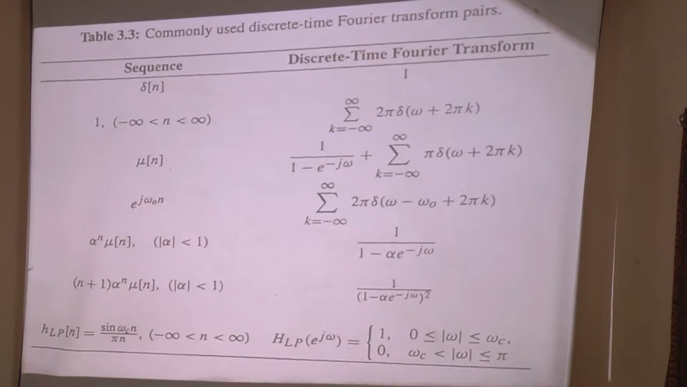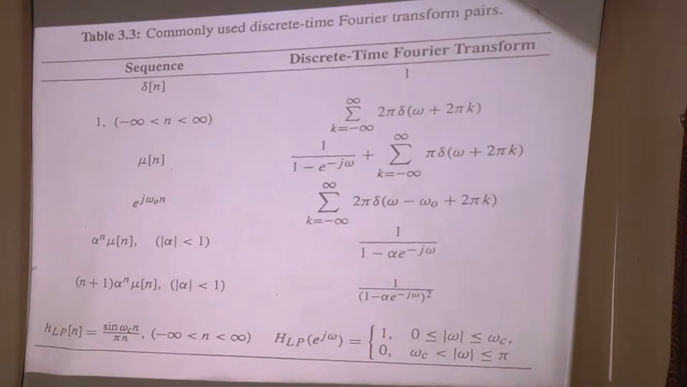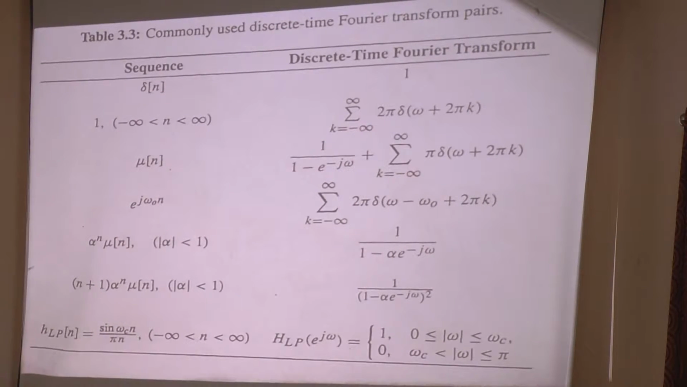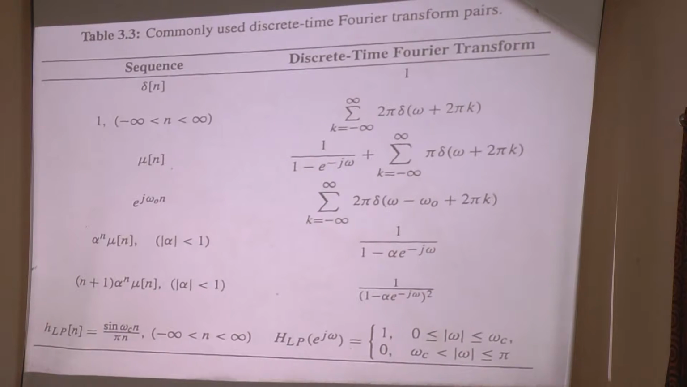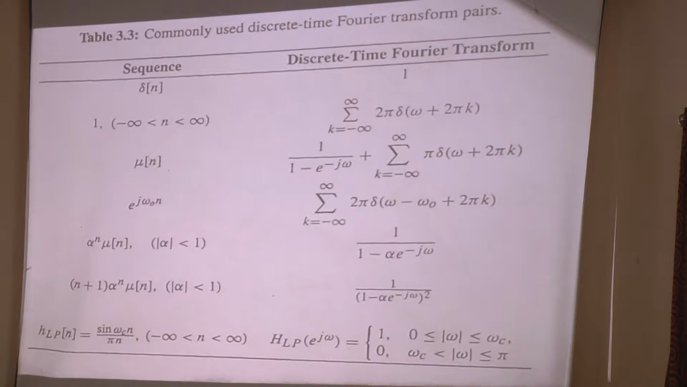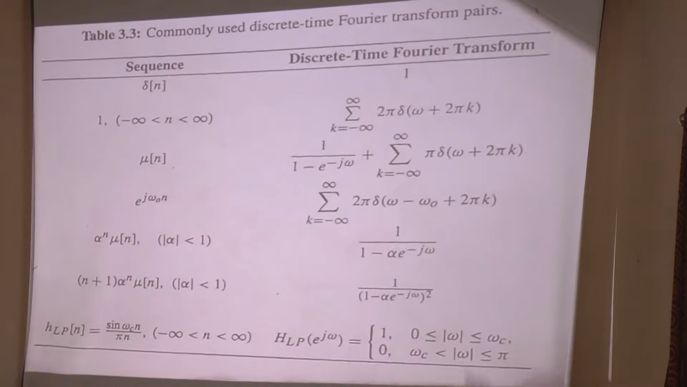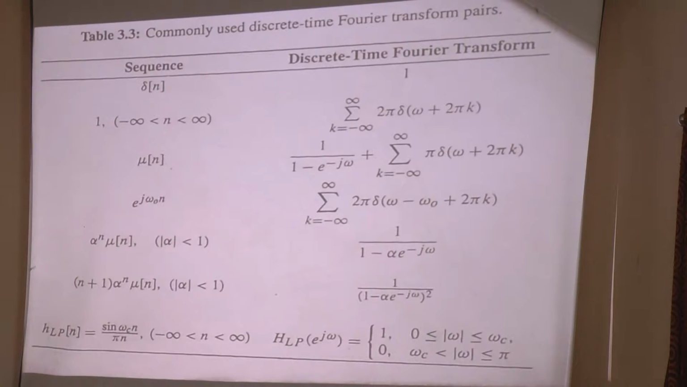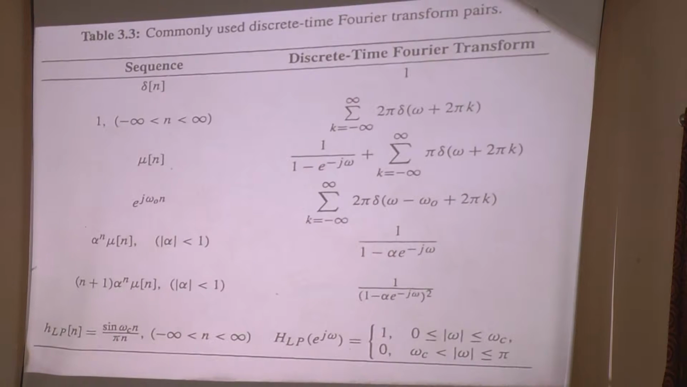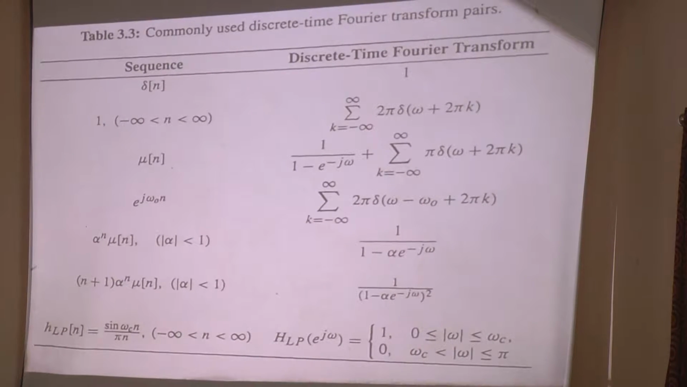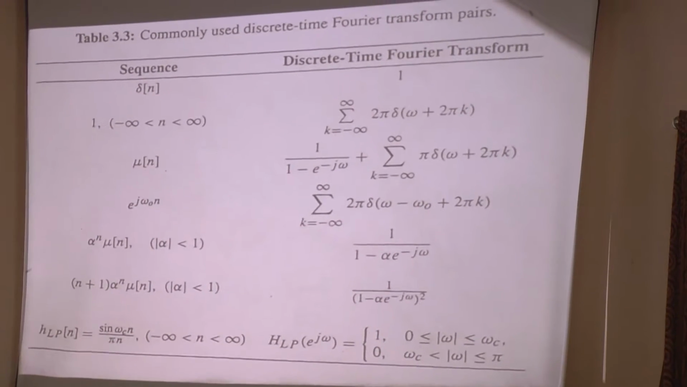Alright. Then alpha to the power n u[n] for mod alpha less than 1, yesterday we have seen. (n plus 1) a to the power n u[n] also can be seen. Yesterday we have seen the property j times dX(omega) divided by d omega. This also can be found out easily. The last one we will prove now.